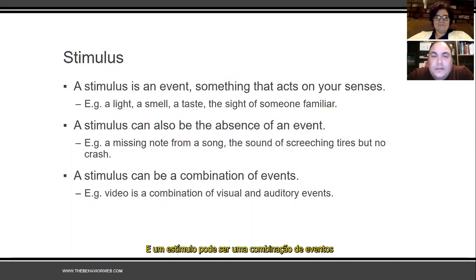or a stimulus can be a combination of events. And this video that you're watching is actually a perfect example of that, because video is a combination of moving lights and sound. That is true.